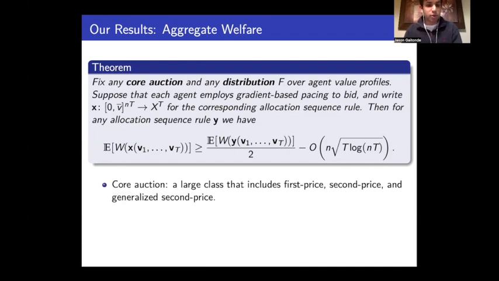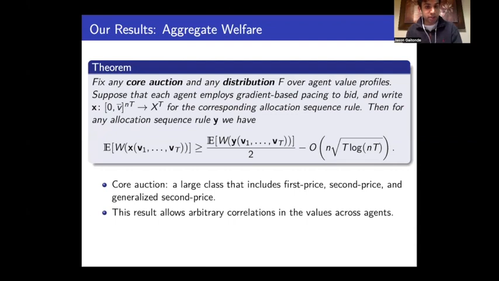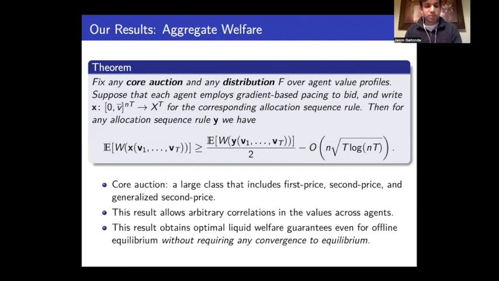And so, like I said, this core auction has some technical definition, but I just want to say it's a very large class that includes first price, second price, and generalized second price auctions. This result allows for arbitrary correlation across values in a given time period for the agents. And just to reiterate, this factor of 1/2 is the optimal liquid welfare guarantee that you could obtain even for offline equilibrium strategies. But as we said before, because we're now studying these learning algorithms, we do not require any convergence at all to equilibrium, and we're still getting this optimal liquid welfare guarantee up to the sublinear term.